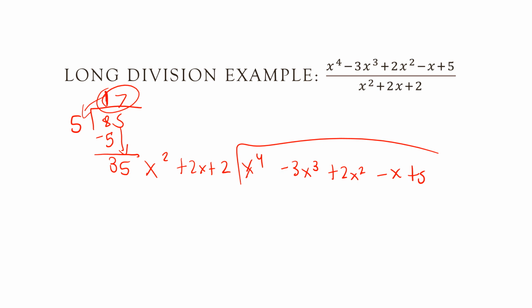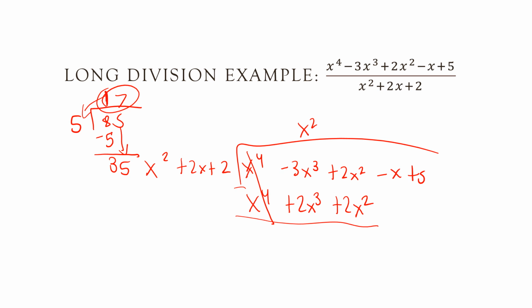So let's see what we can do to get x to the power 4. That's x squared, because x squared times x squared is x to the power 4. And we want to cancel out the x to the power 4. So let's multiply the x squared by the x squared plus 2x plus 2. That gives us x to the power 4 plus 2x cubed plus 2x squared. And then we subtract these two terms.